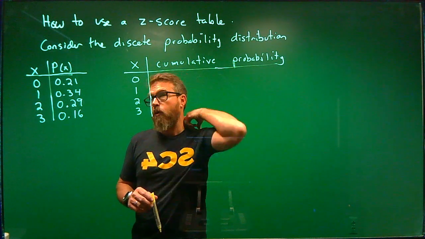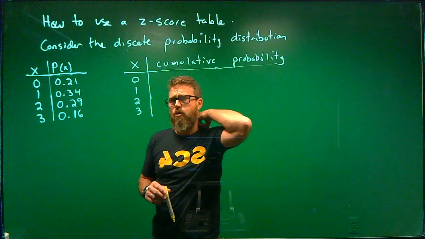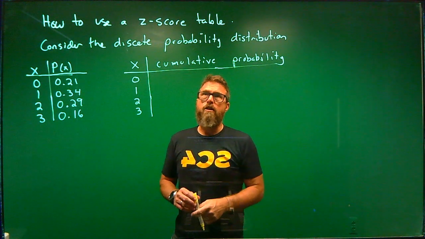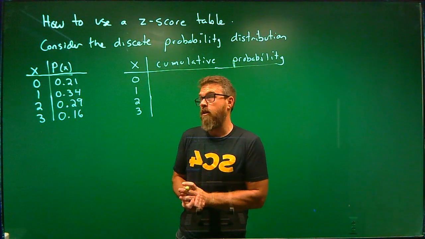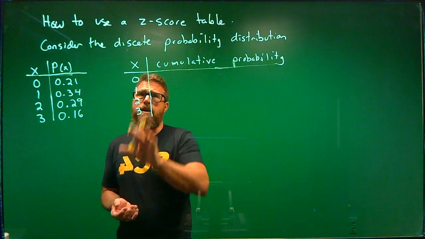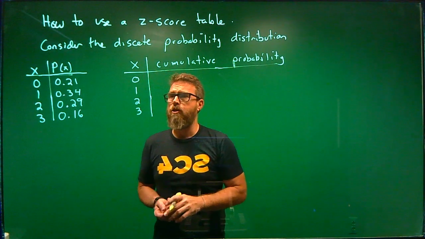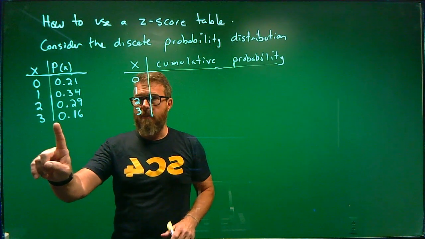So today I'm going to show you how to use a z-score table, but first I want to explain what a z-score table looks like and really what it means. So what I want to do is kind of go back to a discrete probability distribution. And so let's consider this discrete probability distribution.